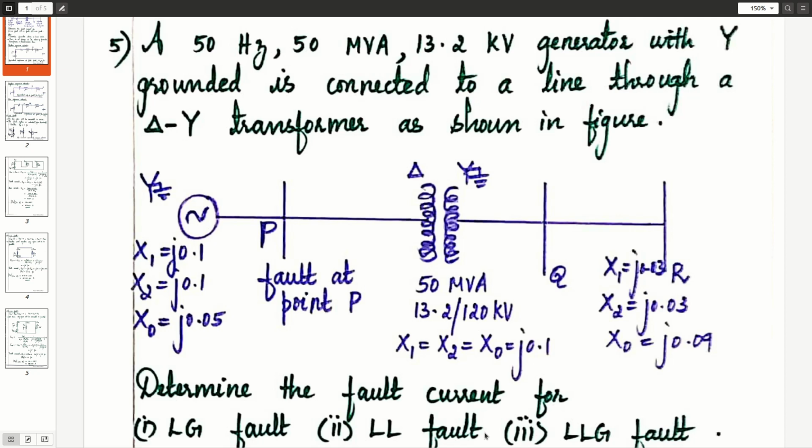Now let us take the generator ratings as the base values. For the transmission line, they had not given the actual values, so no need to calculate the new values. Take the given reactances as such, and consider the given reactances as such for drawing the sequence networks.